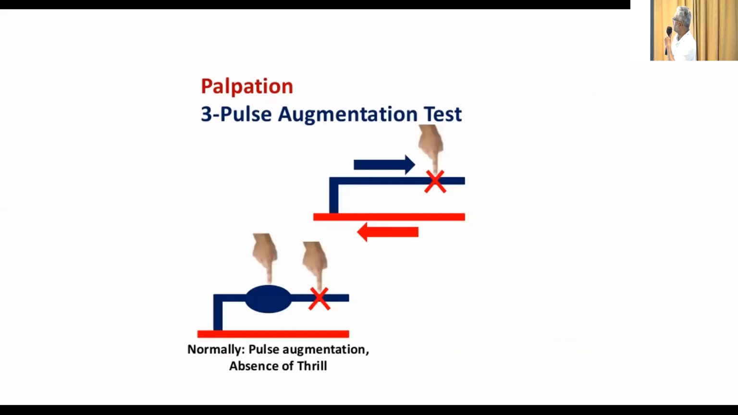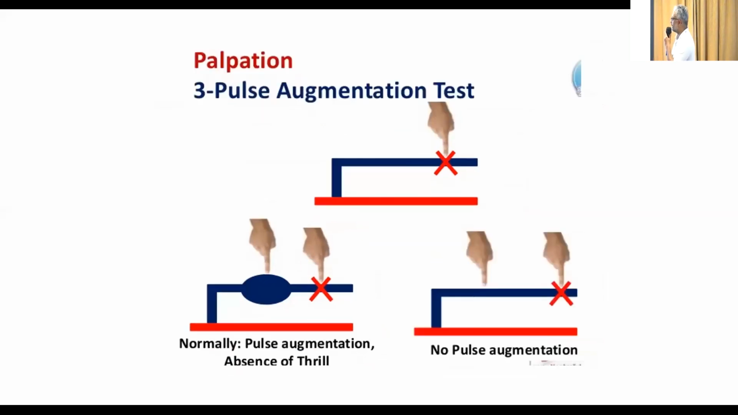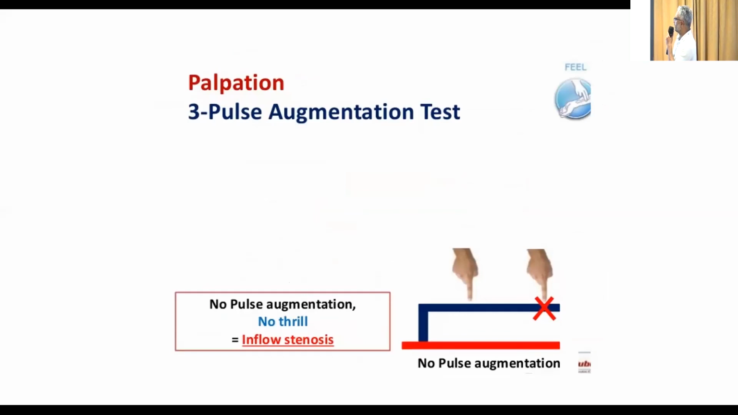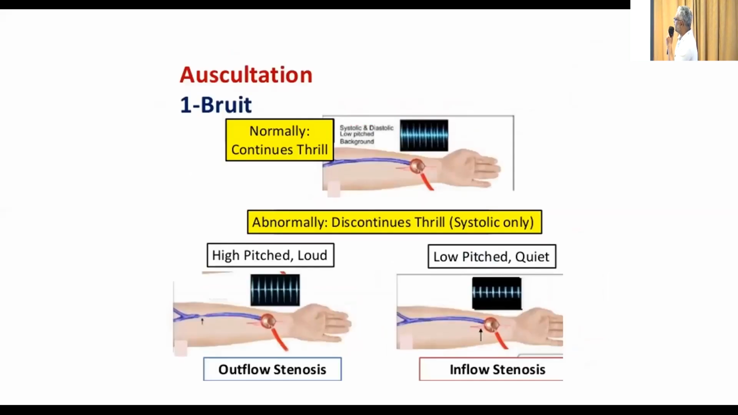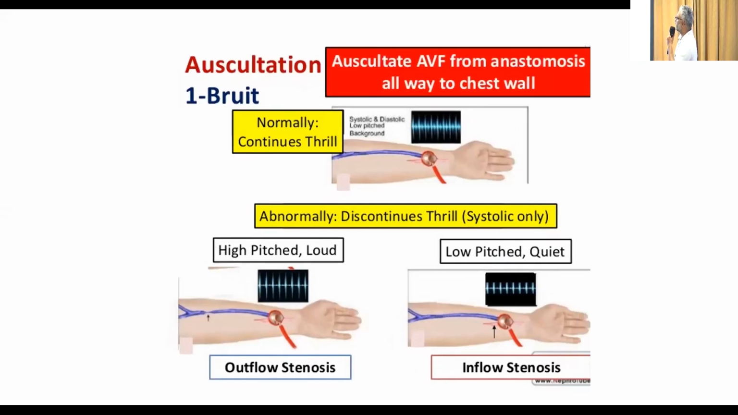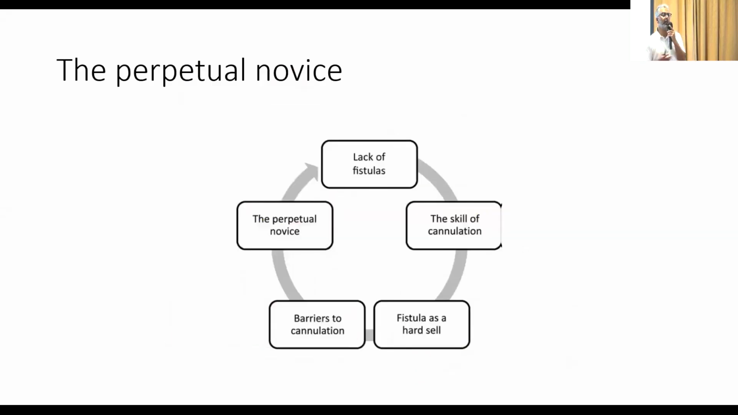So I'll just go fast. So pulse augmentation, what is this? Okay, you have a nice fistula here, and when you press distally to the fistula, you have augmentation. Okay, this is normal. But if you have absence of this or absence of the thrill, then the augmentation test, as you've seen, shows there is a problem with the inflow. Okay, so no pulse or augmentation, no thrill, there's inflow stenosis, right? So listen, what do you listen for? Bruit is, again, to tell you whether there is inflow or outflow stenosis.